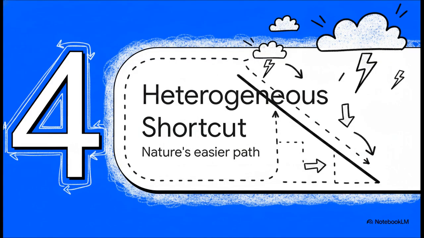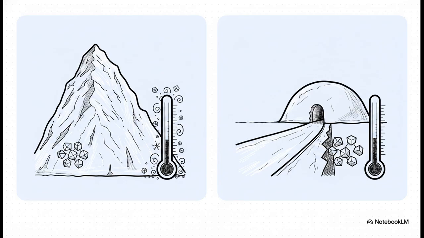All right, section 4, the heterogeneous shortcut. Here's the plot twist. In real-world metallurgy, our heroic new phase almost never climbs that massive energy mountain all by itself. So the crucial point is understanding the difference between our two pathways. As we've seen, homogeneous nucleation requires massive supercooling because of that huge energy barrier. But heterogeneous nucleation, that is nature's ultimate shortcut.